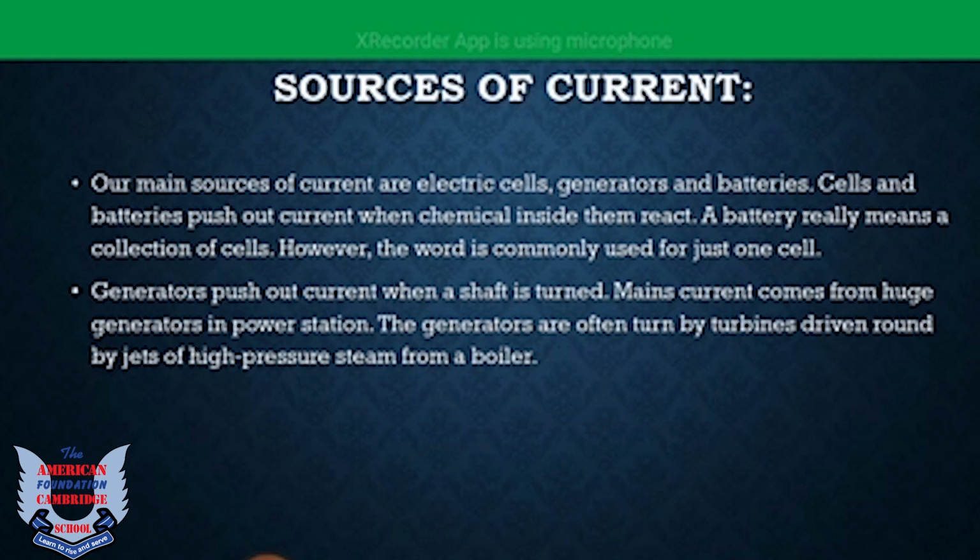Generators are also main and important sources of current, and they push out the current when a shaft is turned. Mains current comes from a huge generator. In a power station, the generators are often turned by turbines driven by jets of high pressure steam from a boiler.